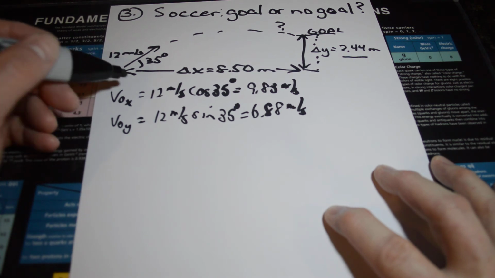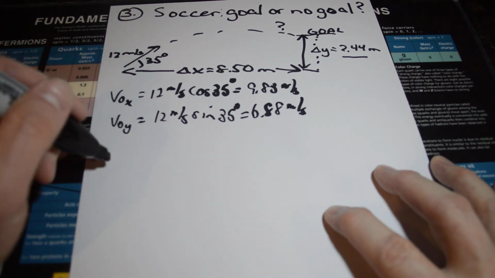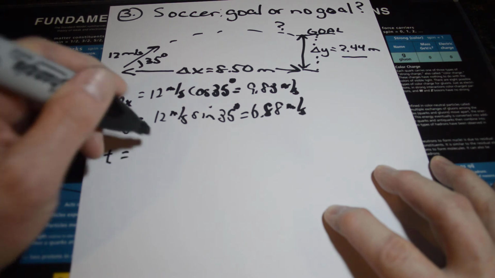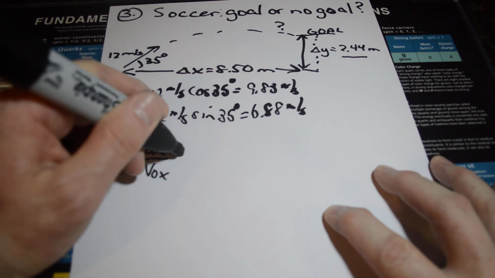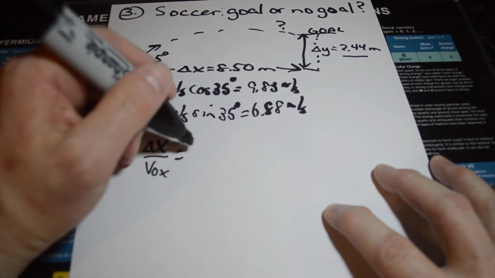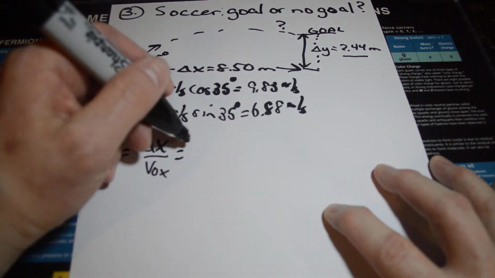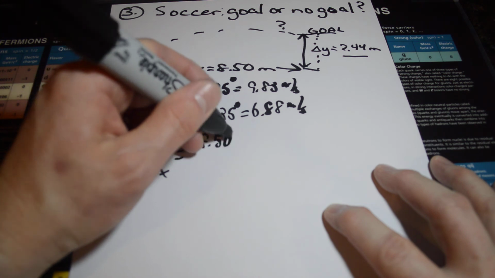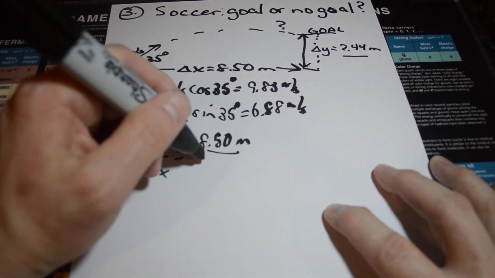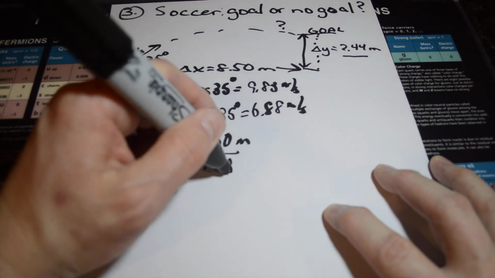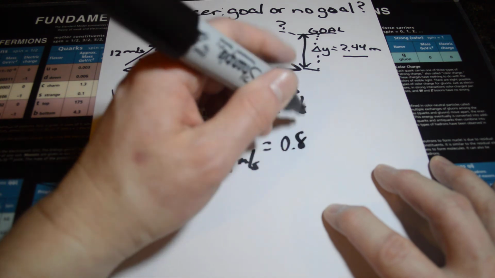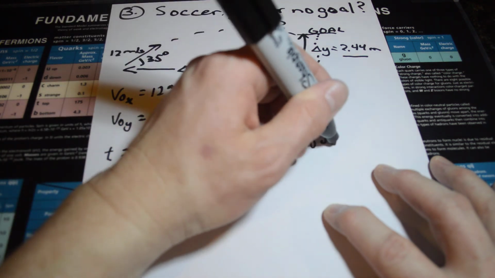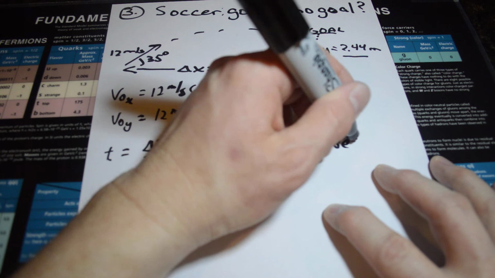Straightforwardly, if I know what the x velocity is, I can work in the x direction to find out, if I go delta x over v naught x, how much time it takes to get to that goal. So I'm just going to take my 8.5 meters and my 9.83 meters per second, and that's going to tell me how much time it took to get to that spot. 0.865 seconds in the air.